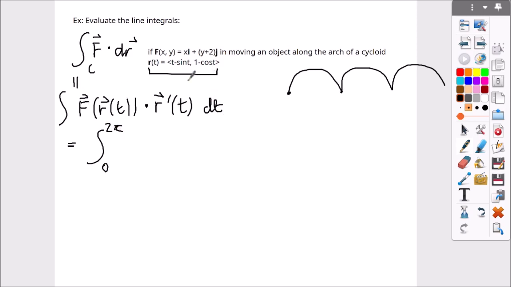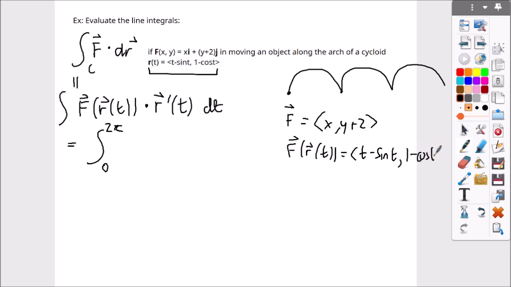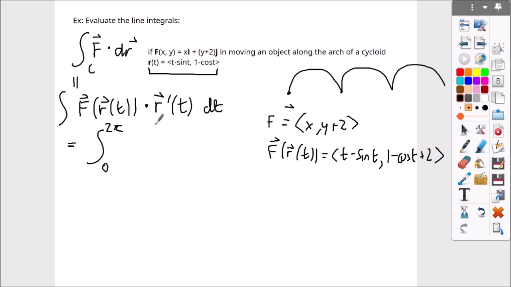F of r of t. What is F of r of t? Well, if you write this in notation form, F is equal to xy plus 2, right? So F of r of t is just whatever we have right here in r of t, t minus sine t. Everything that you see on the left, you replace with x, and everything that you see on the right, you replace with y. And then 1 minus cosine t plus 2. So it ends up being 3 minus cosine t. So this is t minus sine t. Actually, I'm just gonna do the multiplication later. It's gonna be really annoying.